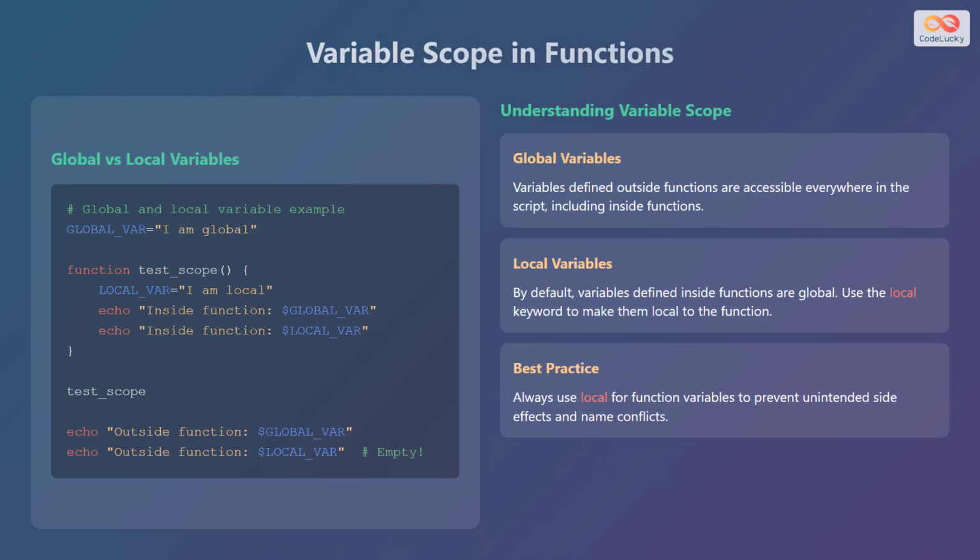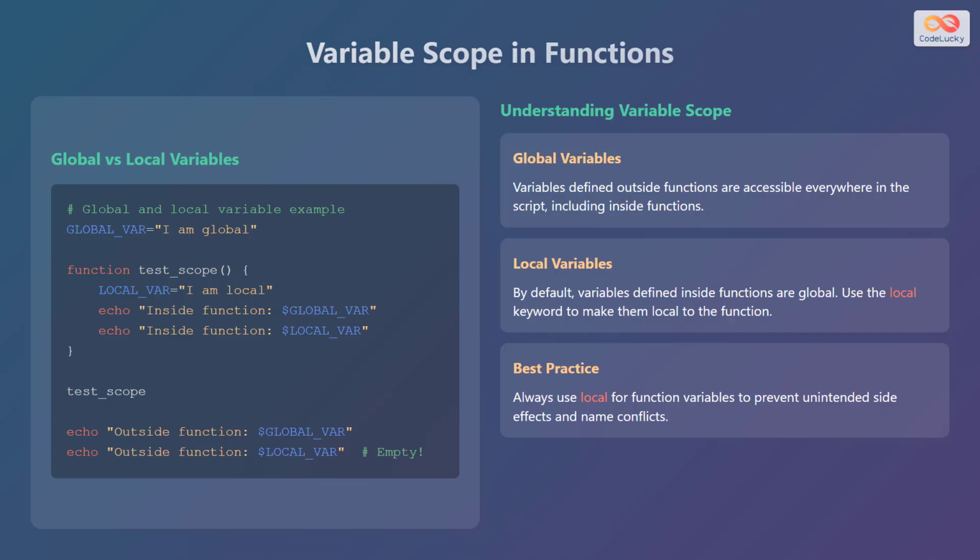Now let's dive into variable scope within functions. We'll explore the difference between global and local variables. First, we define a global variable named global_var and set its value to "I am global". Next, we define a function named test_scope. Inside this function, we create a variable named local_var and assign it the value "I am local". We then print the values of both the global and local variables from within the function. After calling the function, we attempt to print both variables outside the function.